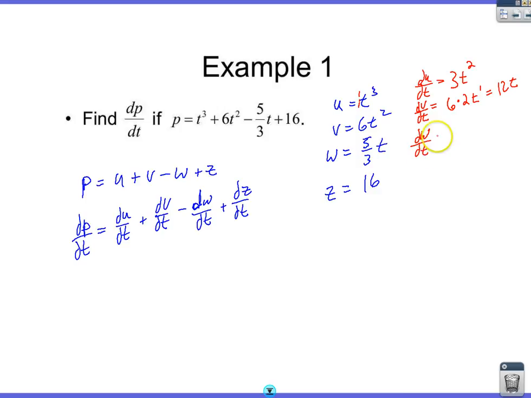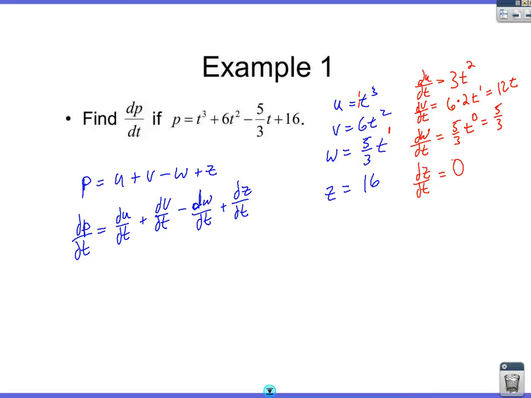And then dw/dt, okay, again, another power rule. My power up here is 1, so 1 times 5/3, that's 5/3. Okay, t to the 0, which is then just 5/3, because any power to the 0 is 1. And finally, dz/dt, well, that's a constant rule. The constant rule says if I take the derivative of 16, that's going to be 0. And now I can add these all together.